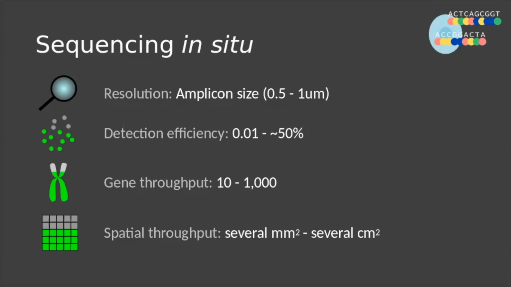The gene throughput, of course, for FISSEQ, which is unbiased, can be the whole transcriptome, which you will just have very little reads. But I put somewhere between 10 and 1,000 here to have a ballpark range. And the spatial throughput can be very good, from several square millimeters to several square centimeters, because it's amplified. And of course, because it's amplified, you can also go 3D. So it could be a few cubic millimeters, or maybe a cubic centimeter, but it will be tough to image.